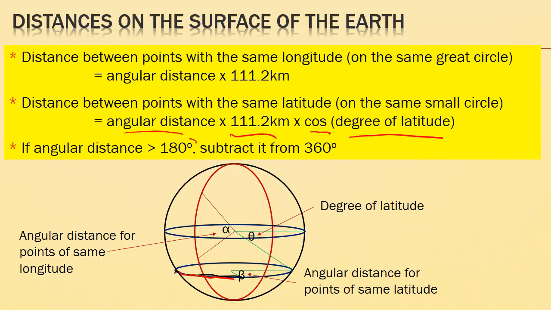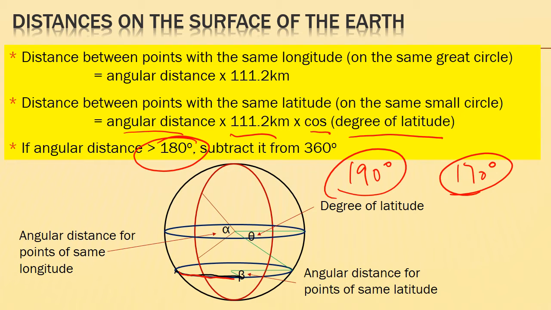Now, if the angular distance is greater than 180, take it away from 360, because that just means we're going to go the long way around the circle rather than the short way. So remember, there's 360 degrees around a circle. And if you're going to travel 190 degrees one way, well, it's really just saying you could have done it shorter, going the other direction 170 degrees, because 170 would be the shorter way.